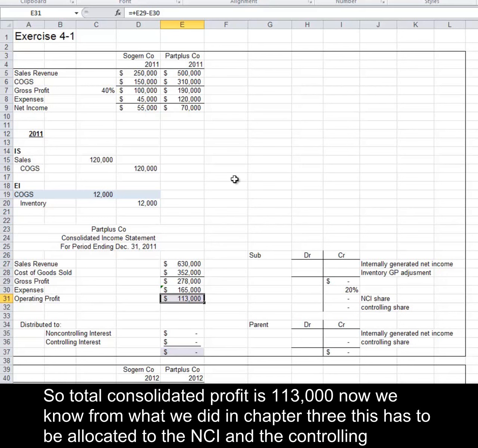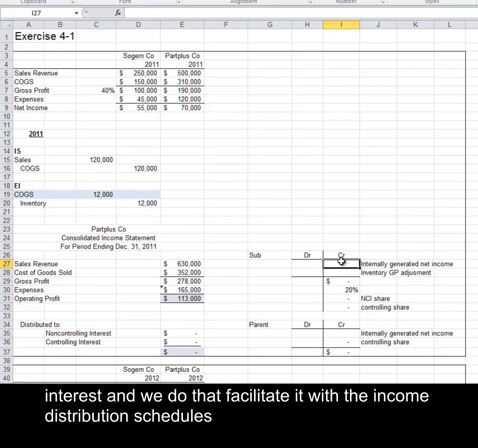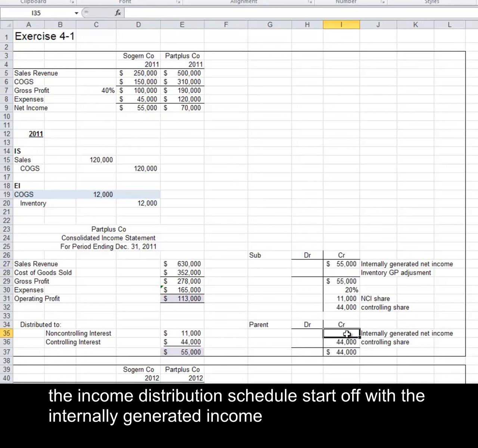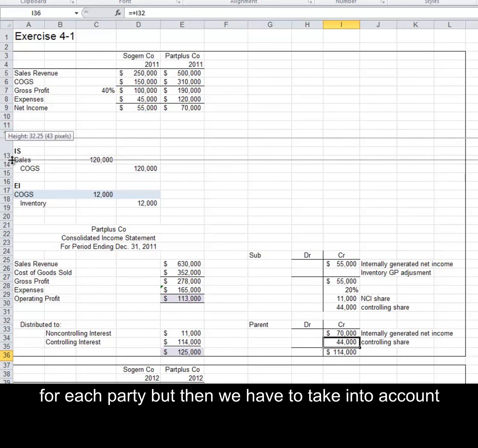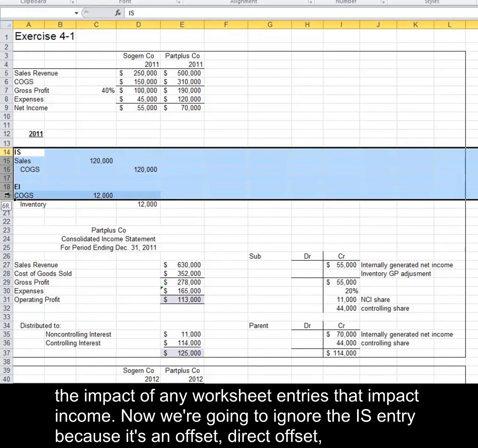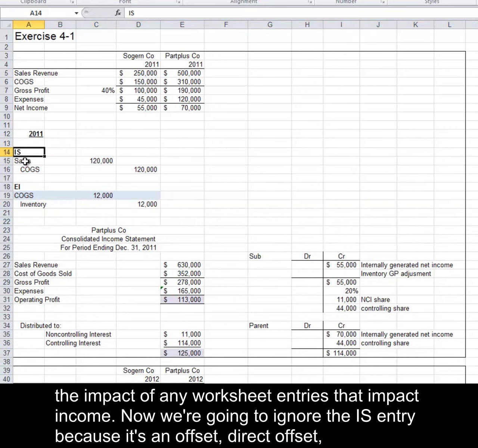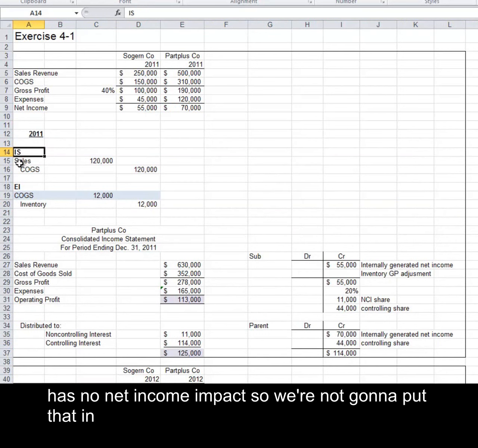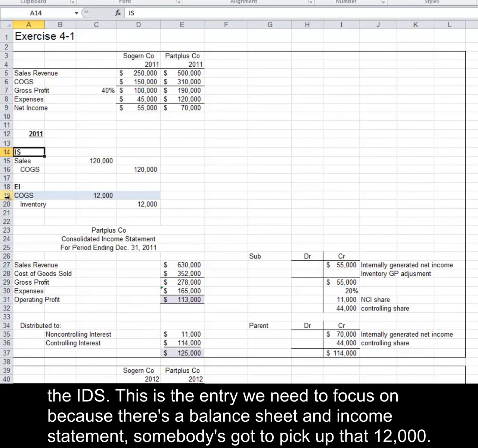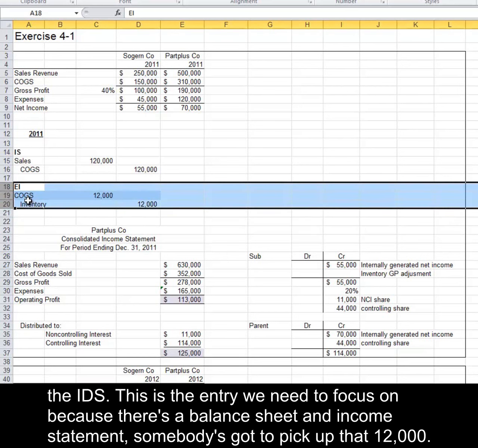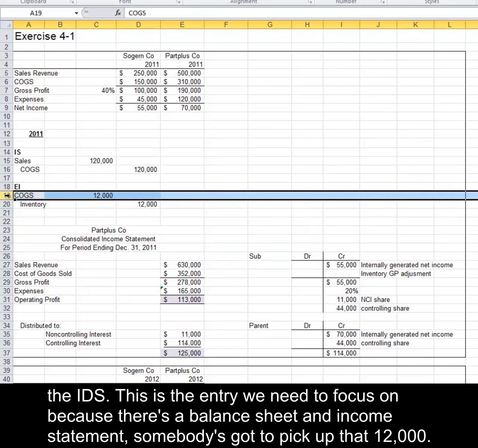Now we know from what we did in Chapter 3 this has to be allocated to the NCI and the controlling interest, and we facilitate that with the income distribution schedules. The income distribution schedules start off with the internally generated income for each party, but then we have to take into account the impact of any worksheet entries that impact income. Now we're going to ignore the IS entry because it's a direct offset, has no net income impact, so we're not going to put that in the IDS. This is the entry we need to focus on because there's a balance sheet and an income statement effect. Somebody's got to pick up that 12,000.